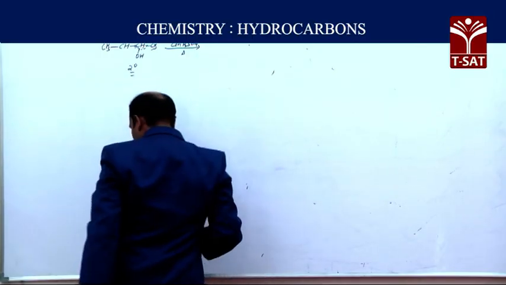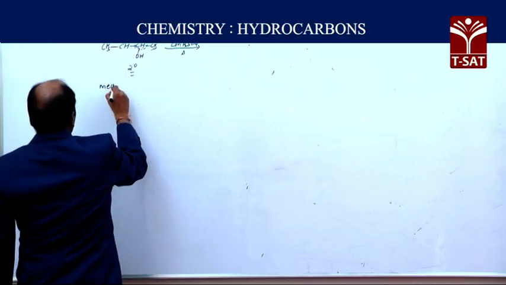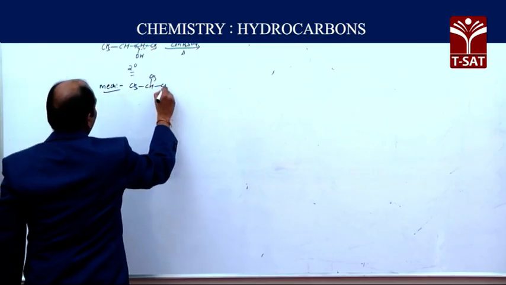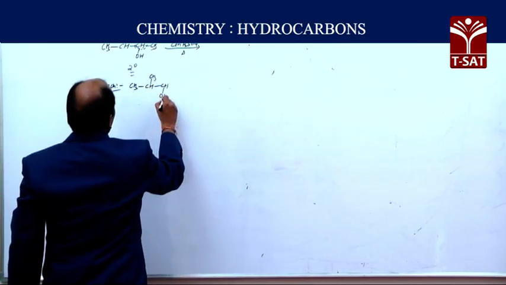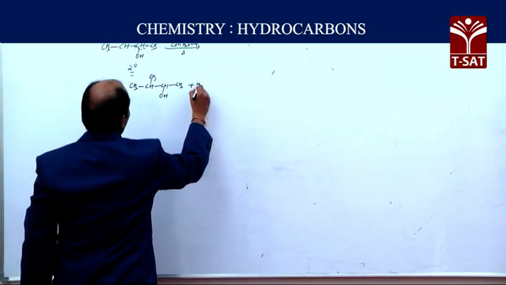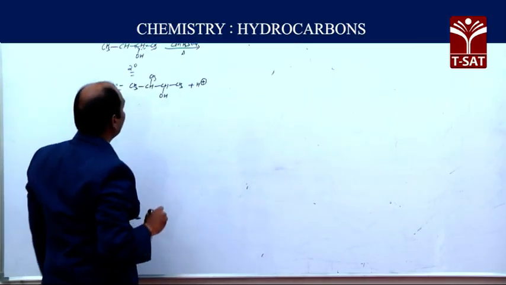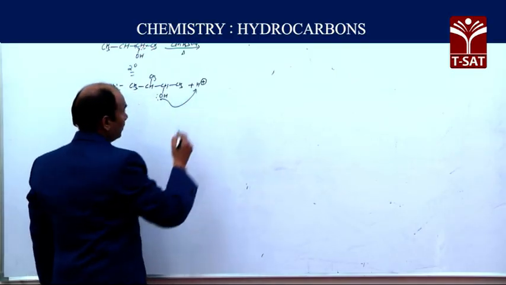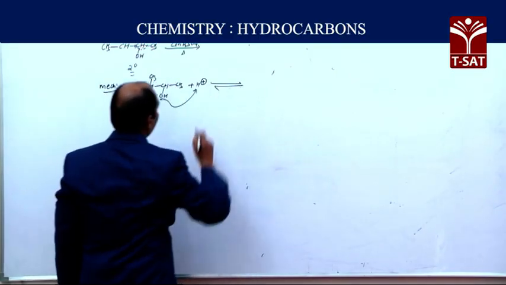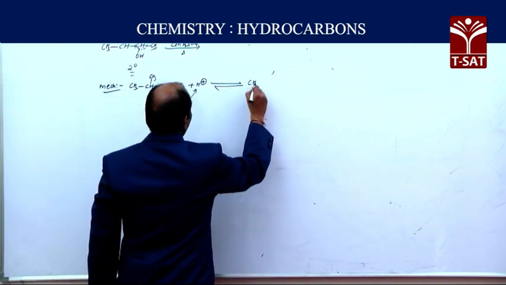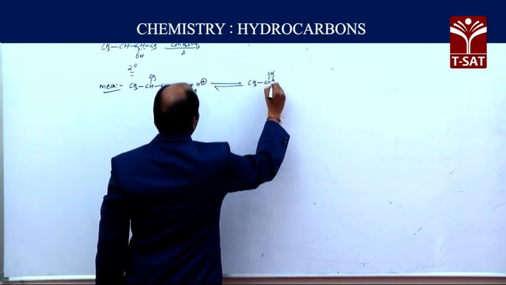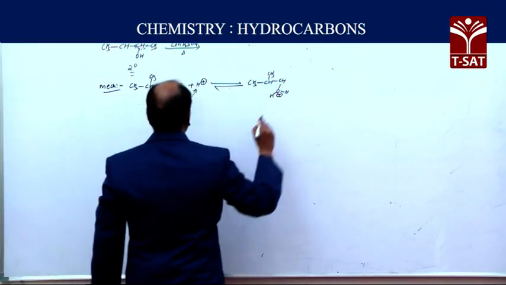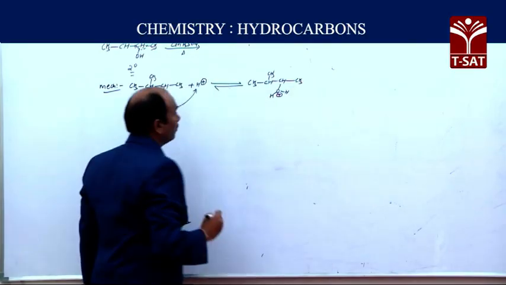Now first of all, let us discuss that mechanism. In this one, CH3, CH, CH3, CH, OH, this is CH3. The lone pair on the oxygen donates to H plus. Here this is converted into CH3 CH, CH3 CH, OH with a positive charge. OH is a bad leaving group, H2O is a good leaving group.